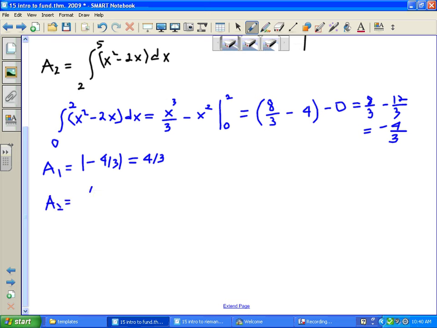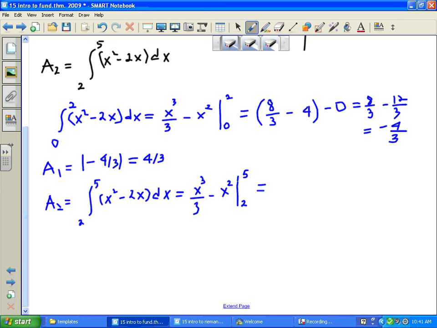That one was from 2 to 5 of the same function. Again, first I write the antiderivative. And the limits are going to be from 2 to 5. Now, just a little important, I want to point out something with regard to the notation.